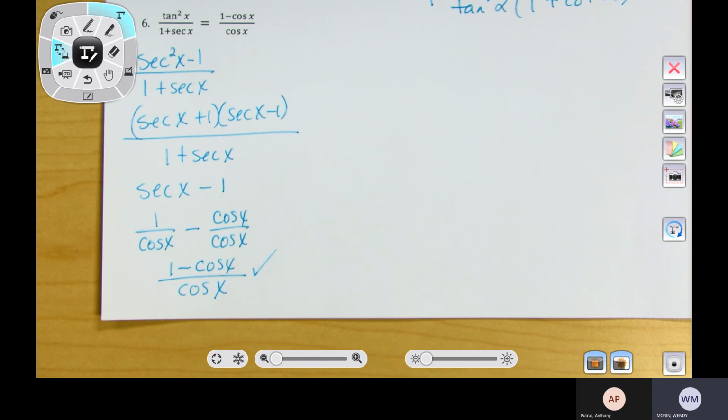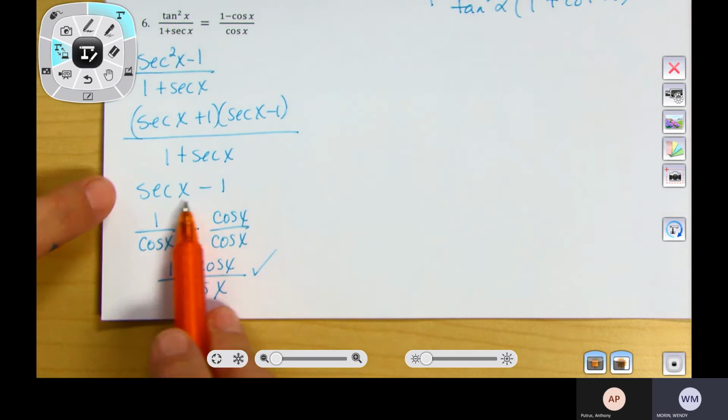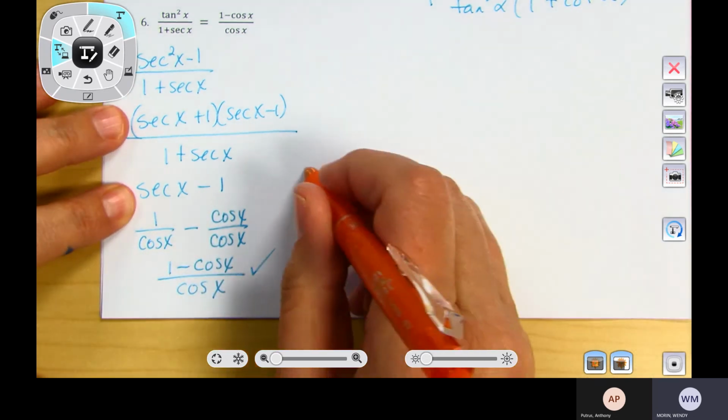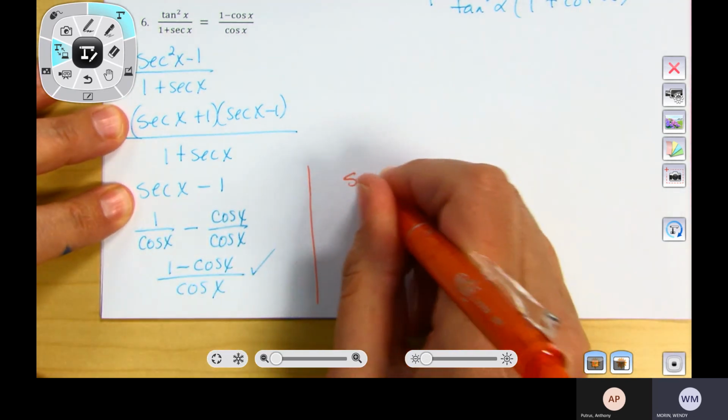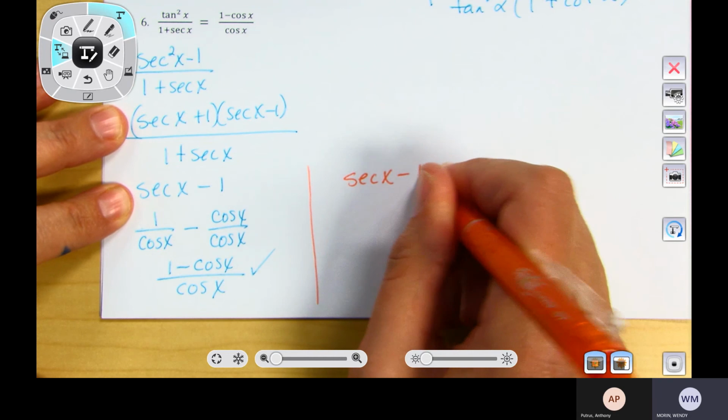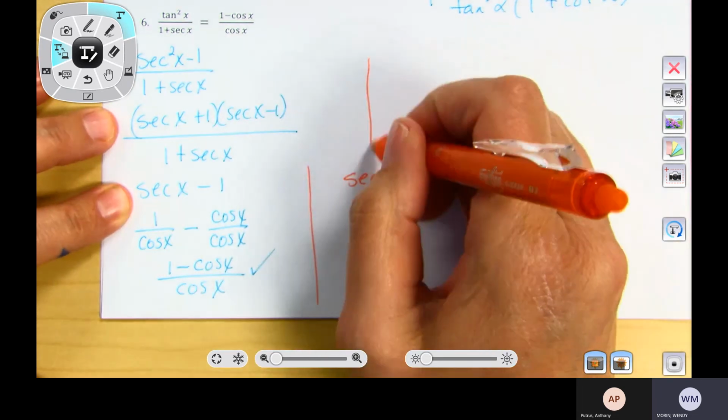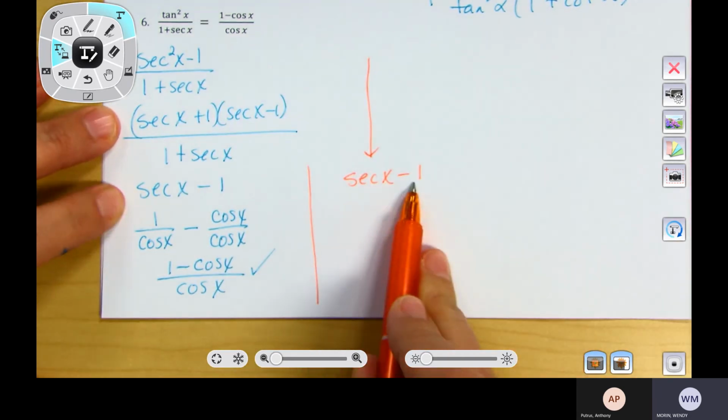Told you we were going to have fun today. All right, I want to show you a trick while we're here, okay? Let's go to this step right here. The secant of x minus 1. Everything else is the same. Let's get to this step right here, okay?